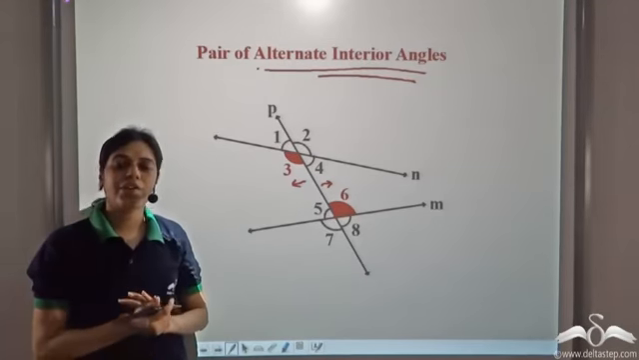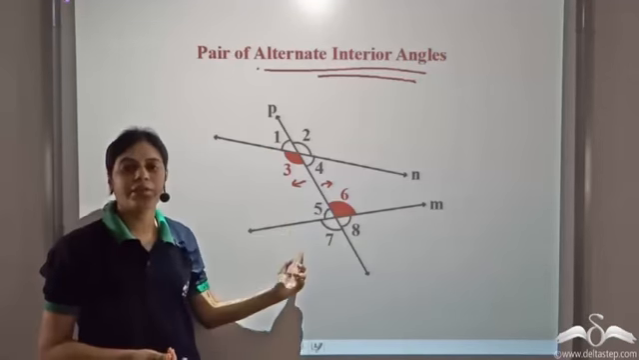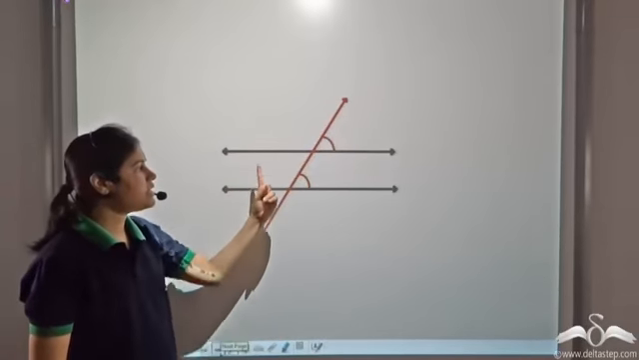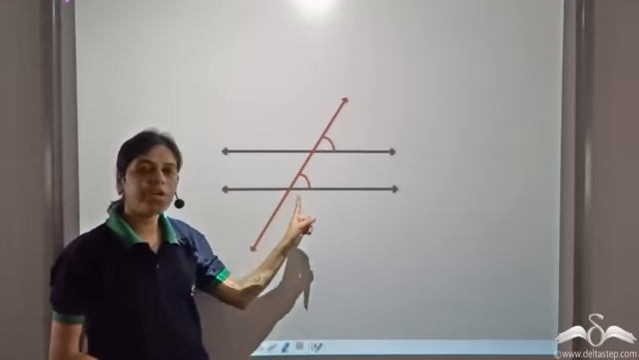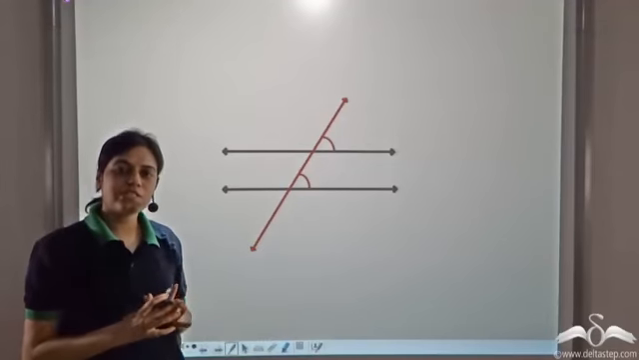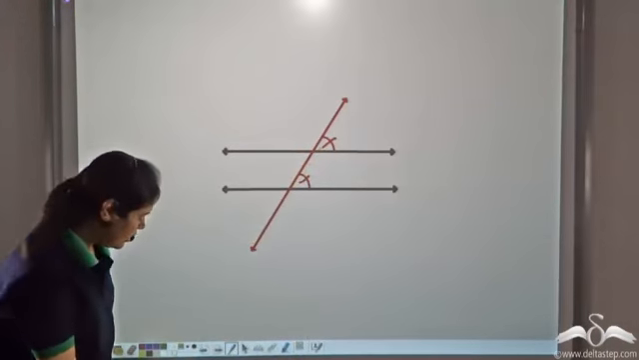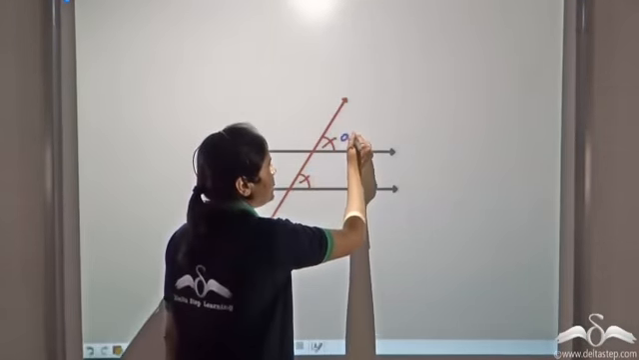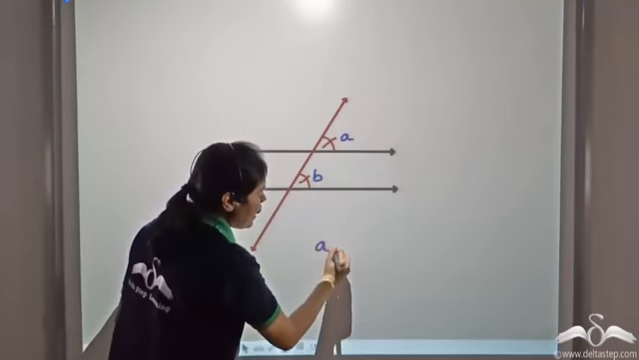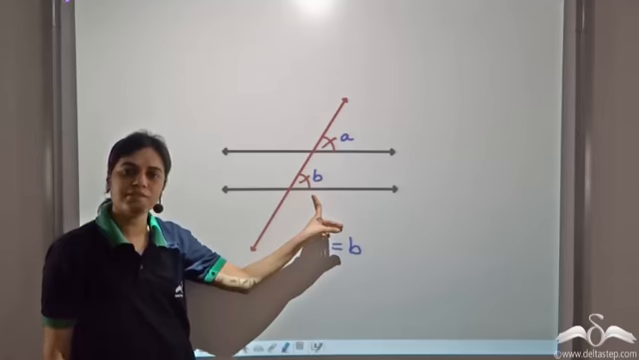Now let us find a relation between the pair of alternate interior angles when the lines are parallel. We know that when a transversal intersects two parallel lines, then the corresponding angles are equal. These two are corresponding angles. So when a transversal intersects two parallel lines, these two should be equal. Let us call this angle as angle A and this angle as angle B. In case of parallel lines, angle A is equal to angle B because these form a pair of corresponding angles.